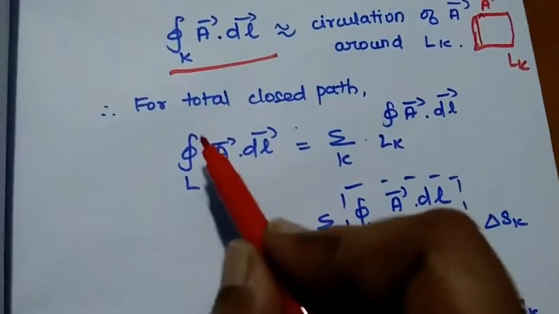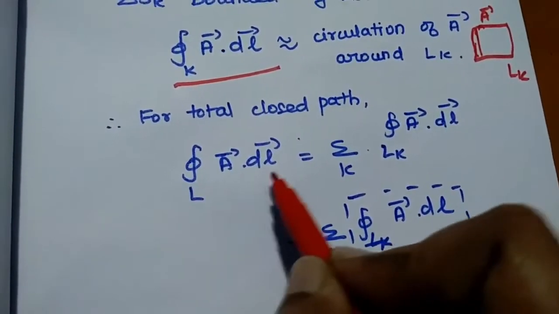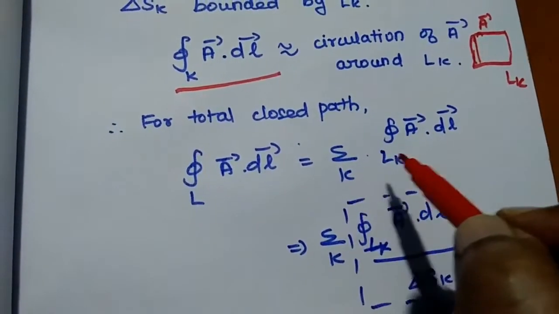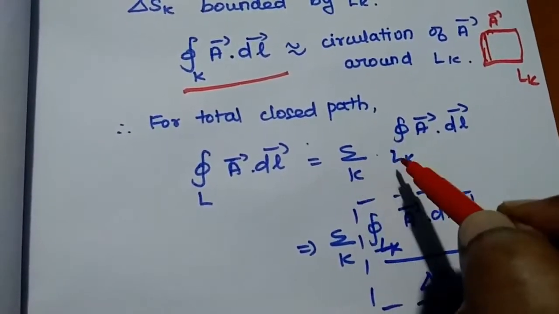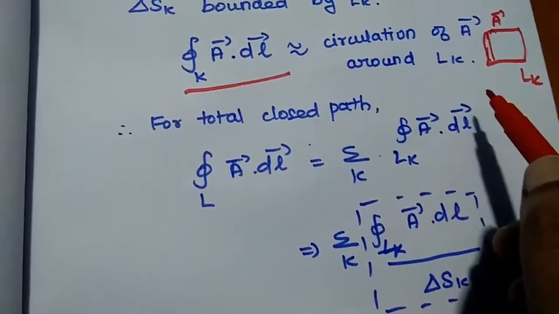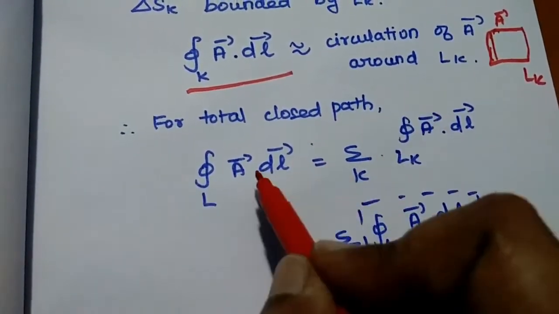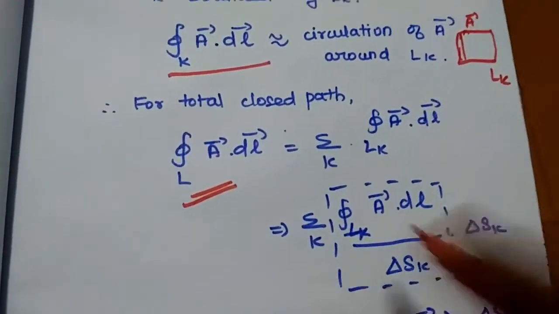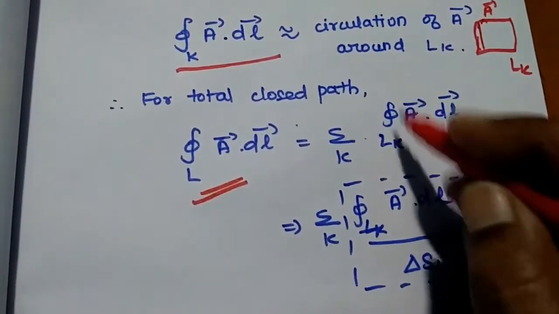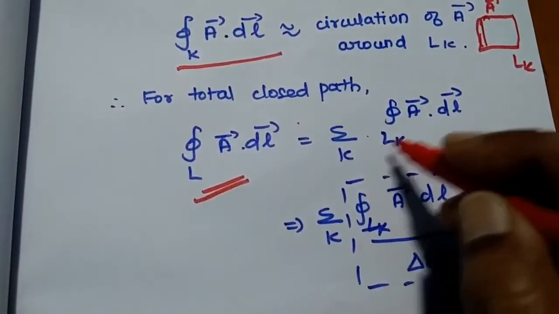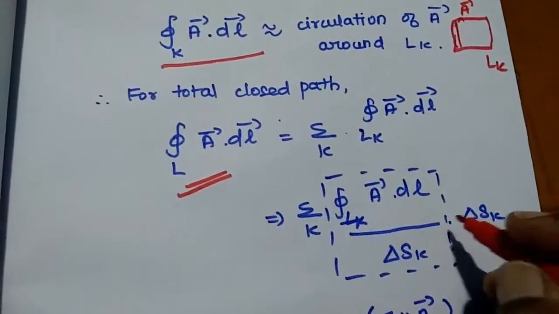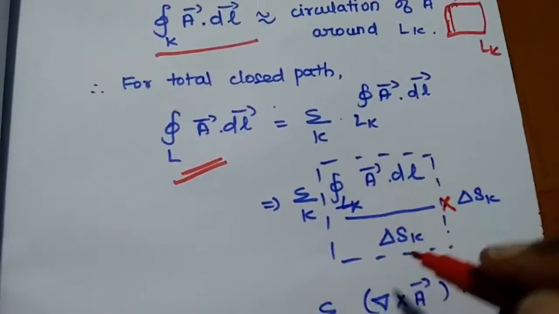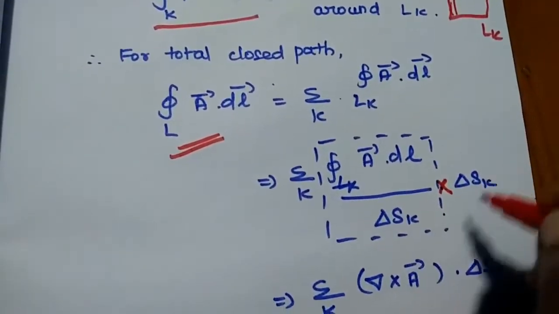So for that I can write the integral over the total length of A dot dl is equal to the summation over k, because there are k number of cells. Each cell has its own rotation, and we add all those circulations to get the overall circulation for the closed loop. That is the summation over k of the integral over Lk for each cell. Now, for further simplification, I am going to multiply and divide by del Sk in this equation.